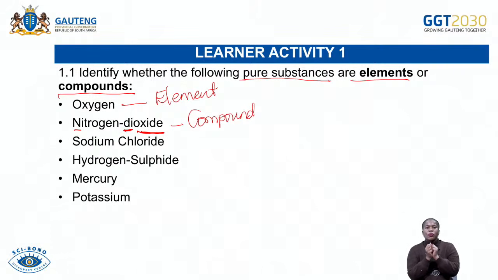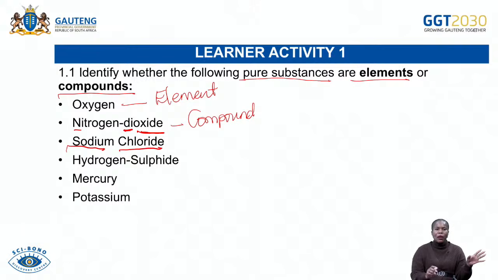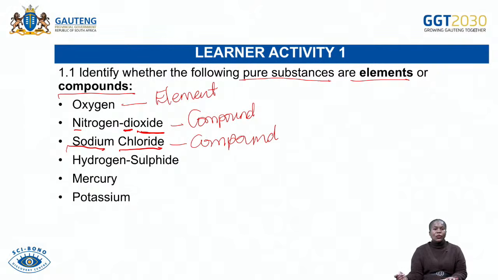And then the next one is sodium chloride. Again, you've got sodium existing in its natural form alone, but in this case it is combined with chlorine, and therefore together they form a compound. So this one is a compound. Then the next one is hydrogen sulfide. Again, you've got hydrogen and sulfide, a compound once more.